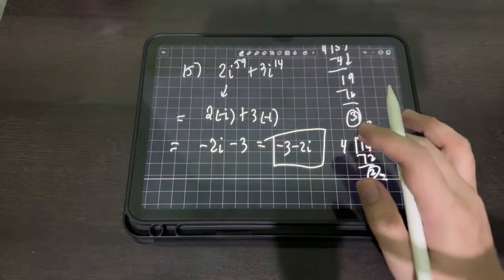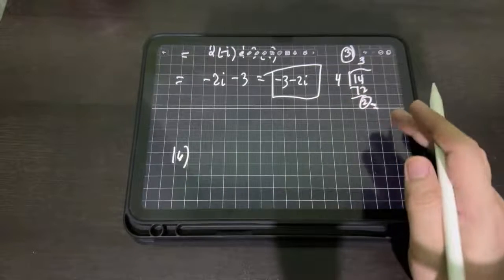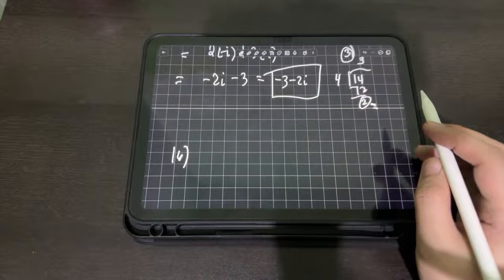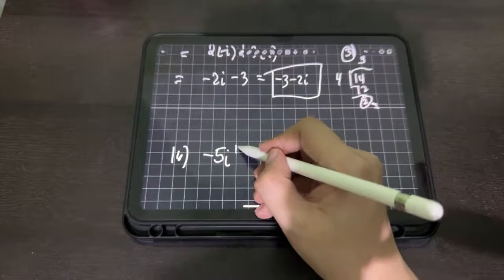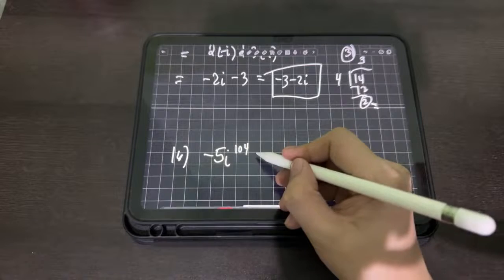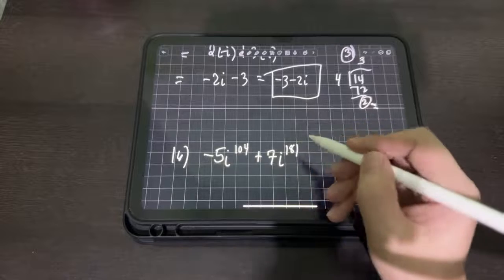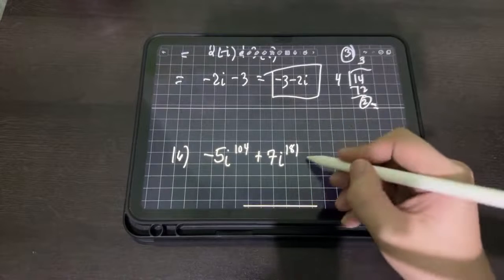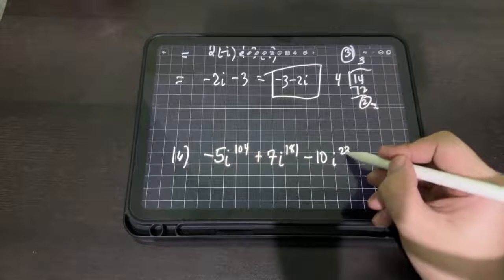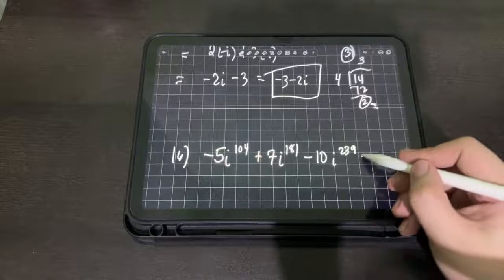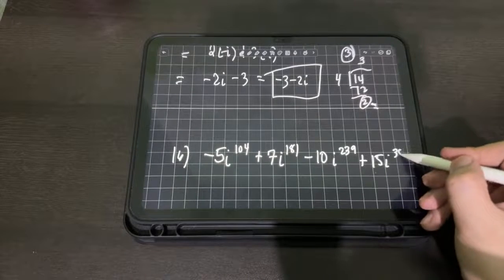Okay, next, 16. What if we have negative 5i raised to 104 plus 7i raised to 181 minus 10i raised to 239 plus 15i raised to 382.